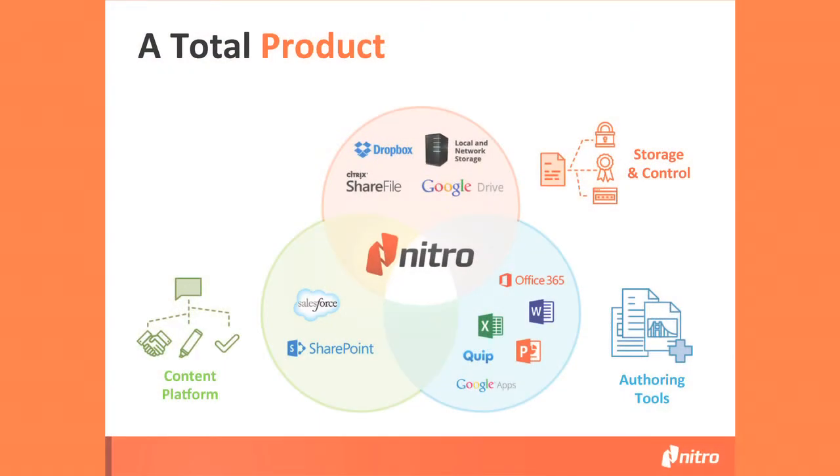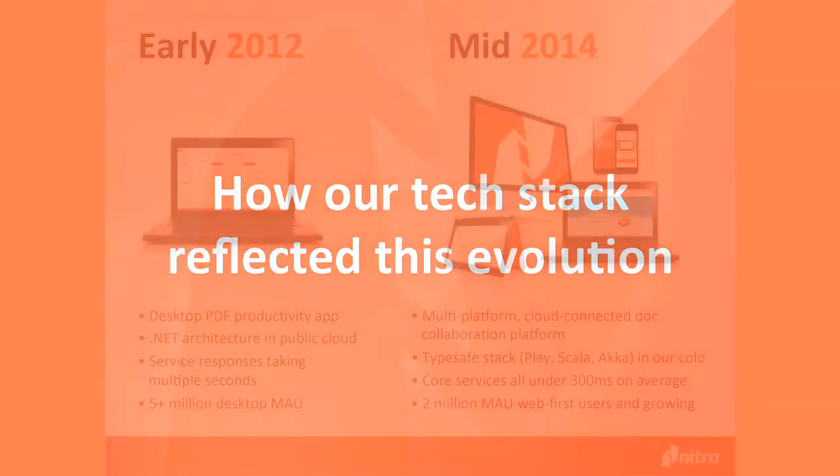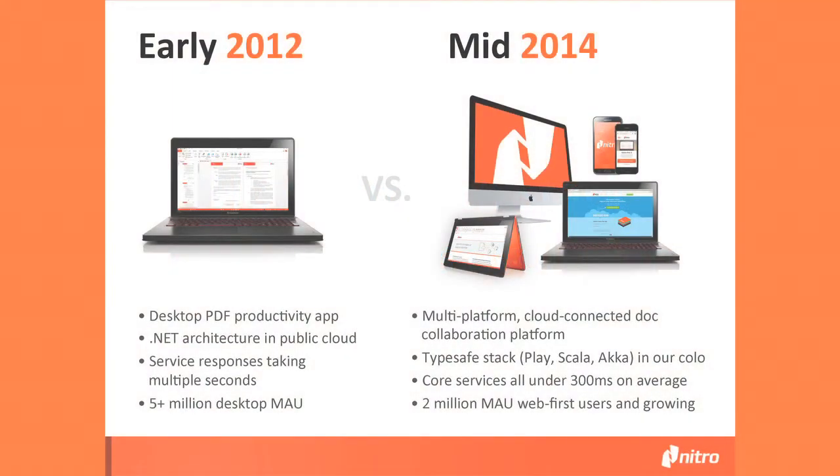We're trying to be a complete solution working with your devices wherever you might be. Once again, why this is important for this talk is because we started really as one type of stack: C++ on the desktop, .NET services in a public cloud architecture. We were already dealing with 5 million active monthly users. We were a cash flow positive company.